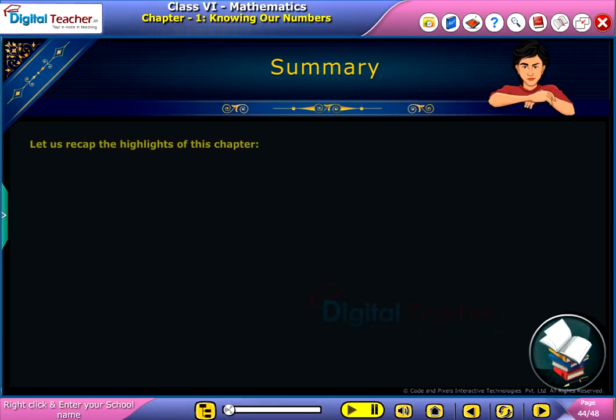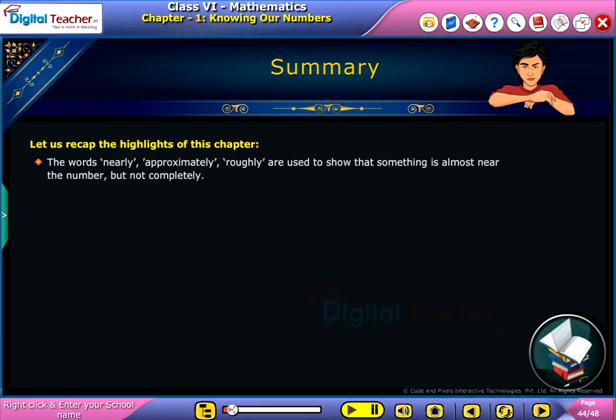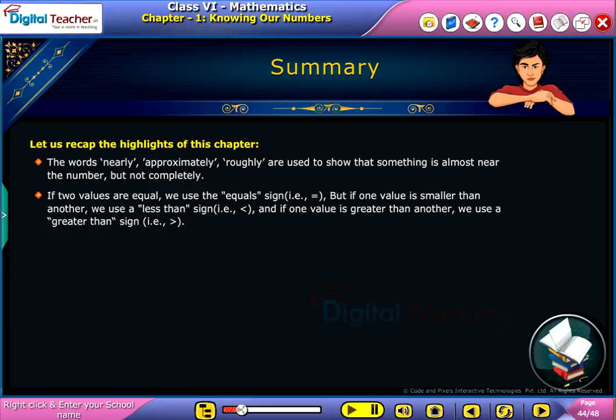Summary. Let us recap the highlights of this chapter. The words nearly, approximately, roughly are used to show that something is almost near the number but not completely. If two values are equal, we use the equal sign, but if one value is smaller than another, we use a less than sign. And if one value is greater than another, we use a greater than sign.